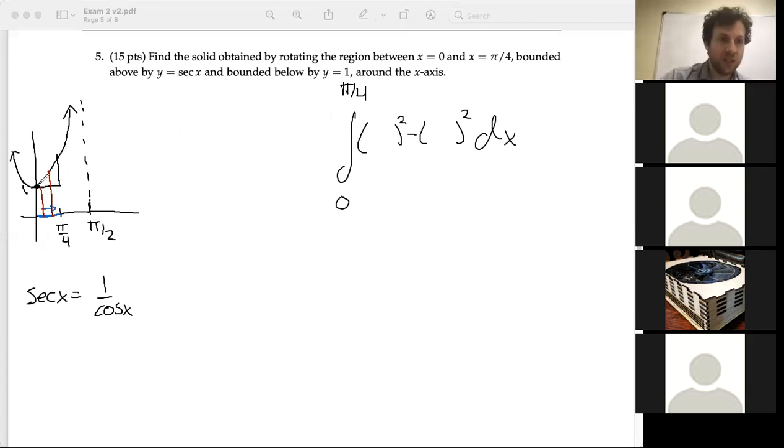So the inner distance is actually just 1. The bottom of our region here is the horizontal line y equals 1. So in this case, there's no curve, it's just from the axis to y equals 1. Everywhere the distance is 1, doesn't matter what x you're looking at. For the second part, we're going from the x-axis up to the curve. And so here, this distance is secant.